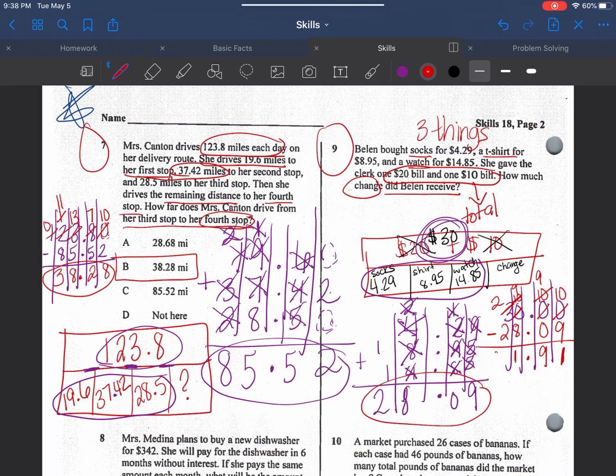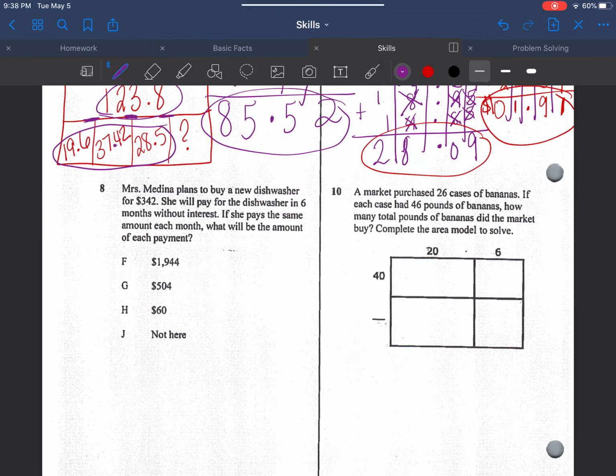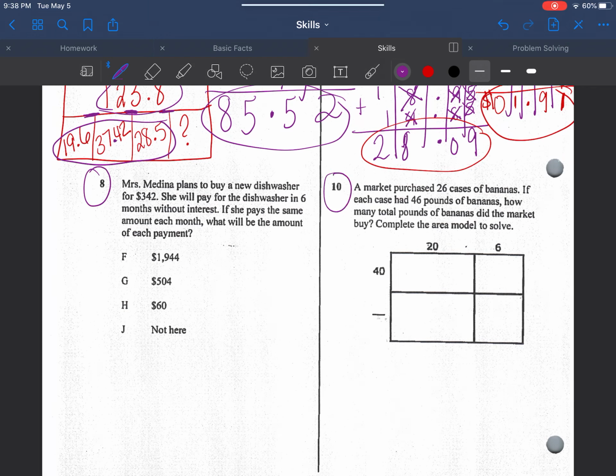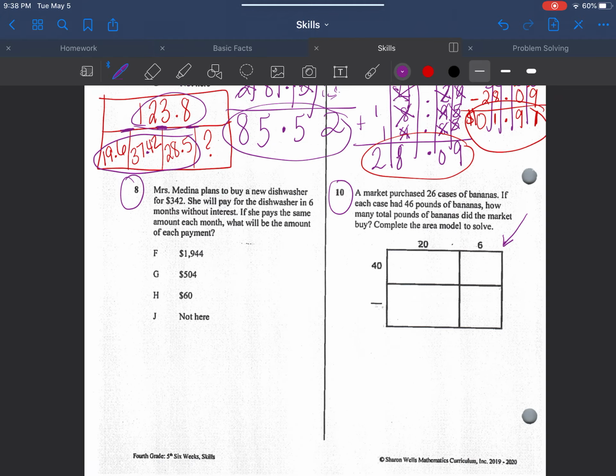10 minus 9 equals 1. 9 minus 0 equals 9. 9 minus 8 equals 1. And 2 minus 2 equals 0. So how much change did Belen get back? She's going to get back $1.91. So now you are responsible for completing number 8 and number 9.